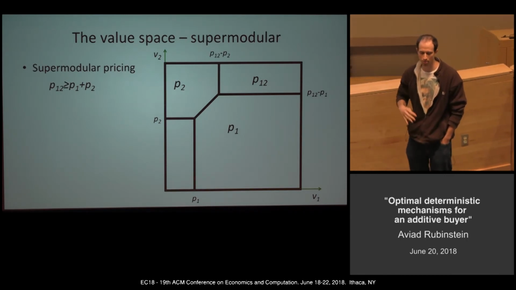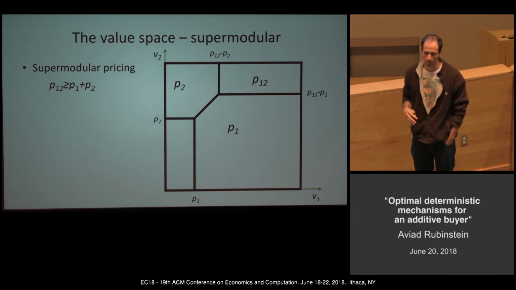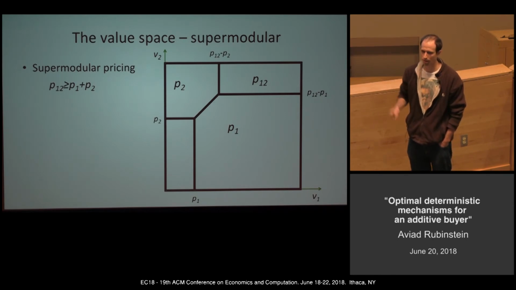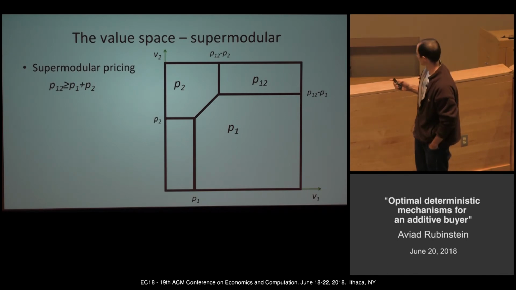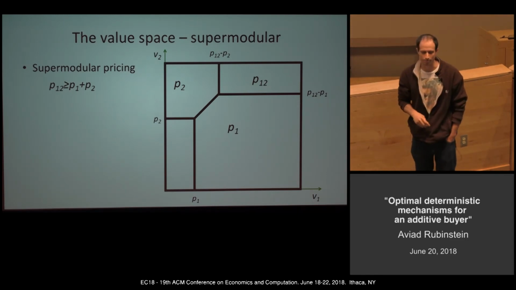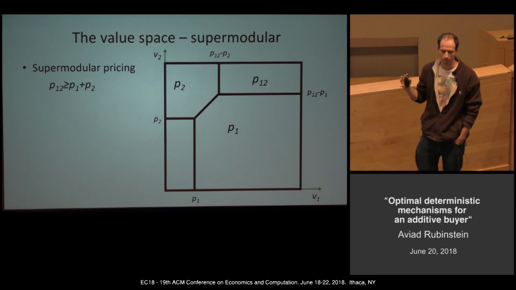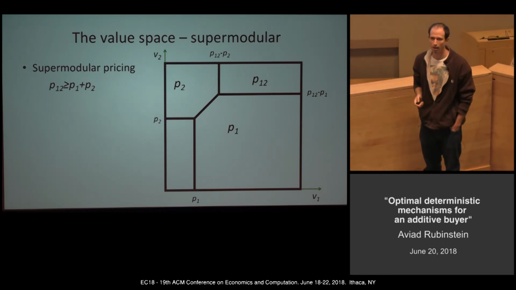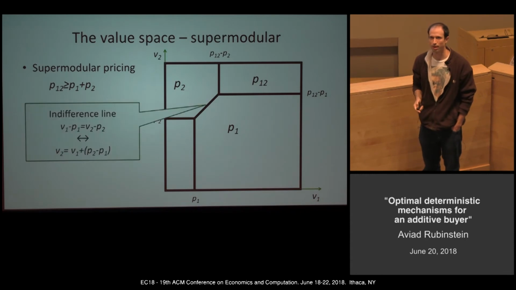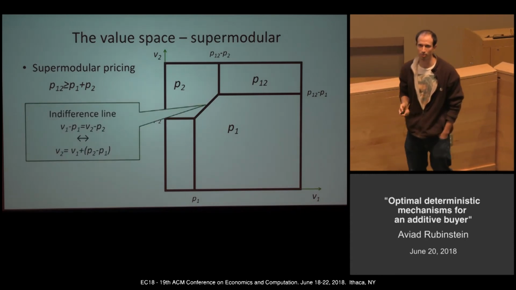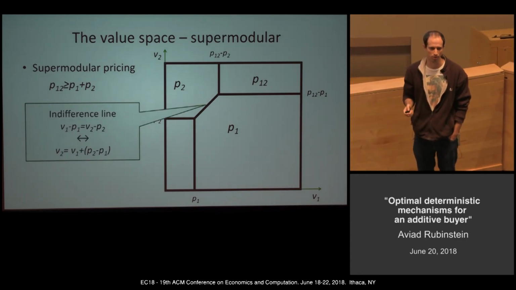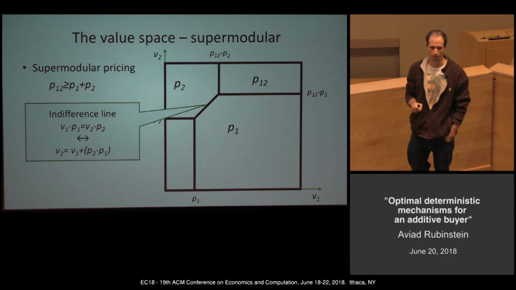So if you use a supermodular pricing, so the bundle is more expensive, this upper right region where the buyer is willing to buy the bundle becomes smaller, and now we have this line of indifference between item 1 and item 2, where the buyer switches from item 1 to item 2.